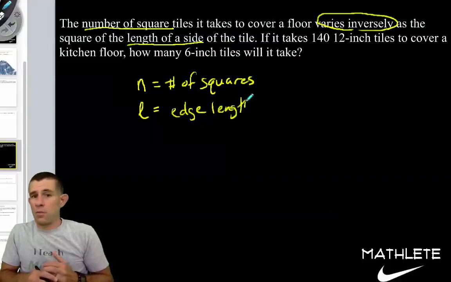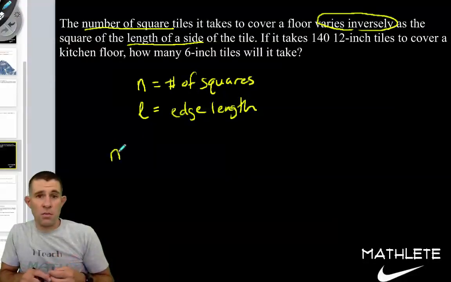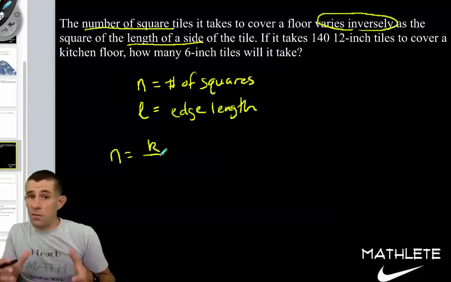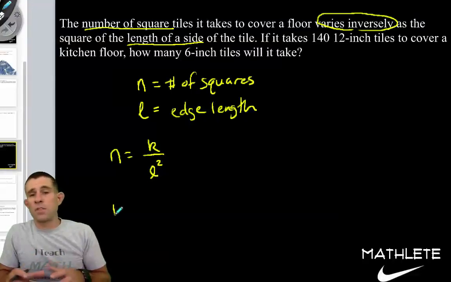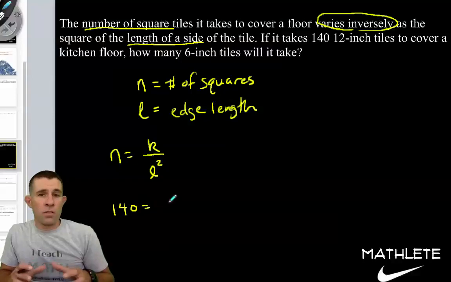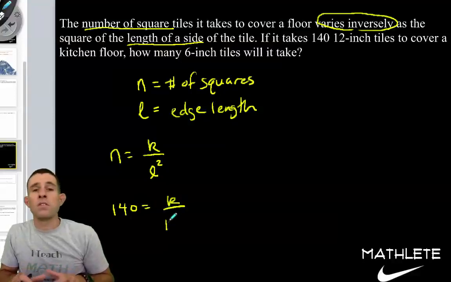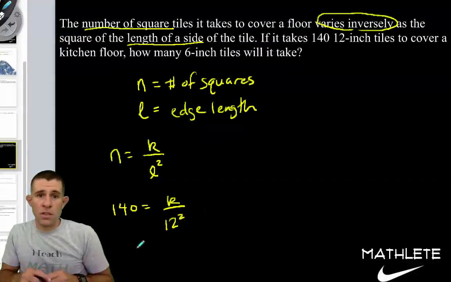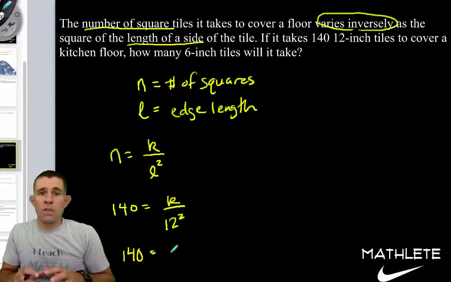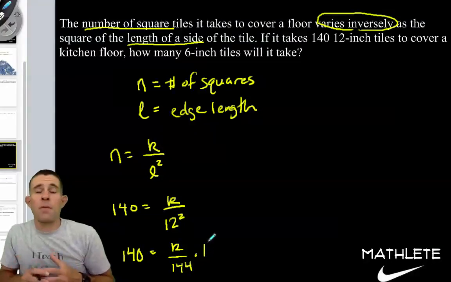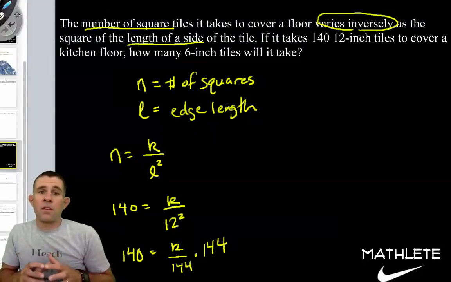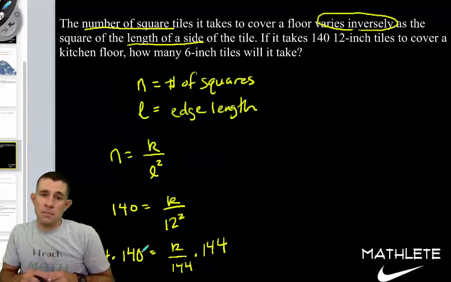So let's set up some variables. N will be the number of squares needed. L is the edge length, and we know that the number varies inversely as the edge length squared. So our inverse variation is N equals K over L squared. We'll substitute the values that we know into our inverse variation equation to find the value of K. So we have 140 equals K over 12 squared, which is 144. Multiply both sides by 144, and that's going to give us our value for K.